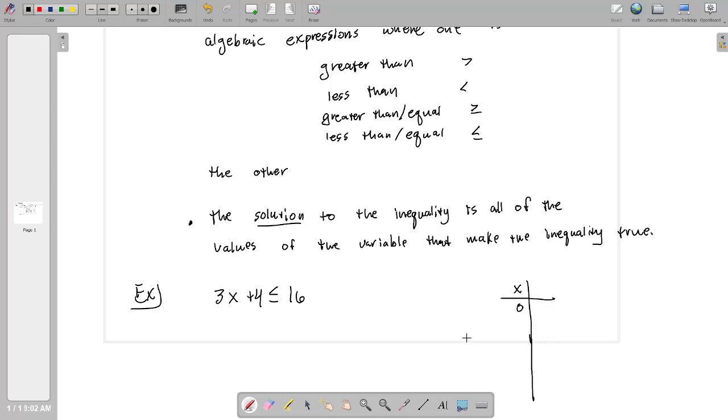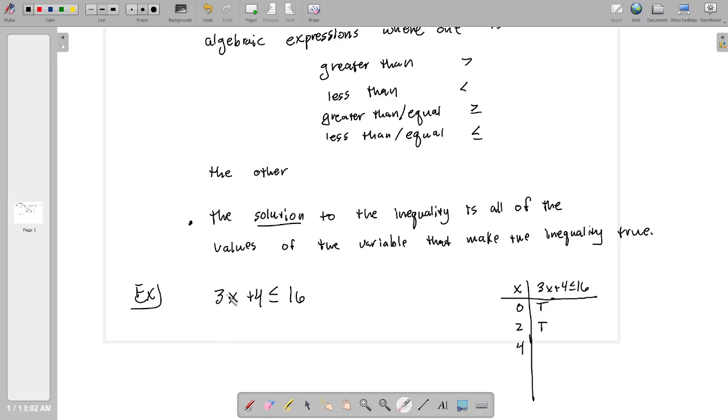Okay, so if x is 0, the expression on the left would be 4. Is 4 less than or equal to 16? Yes, this is true. If x is, say, 2, plug in 2. We would have 6 plus 4 is 10. Is 10 less than or equal to 16? Yes, it's less than 16, so it fits this inequality. Also true. Try 4.